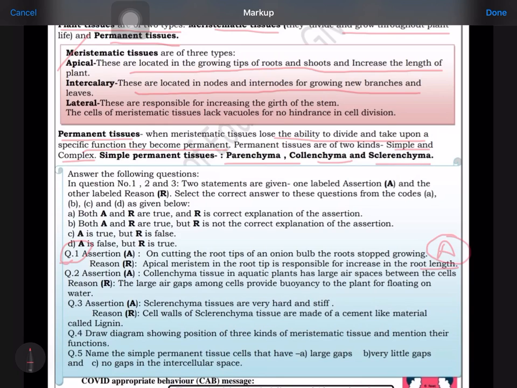Collenchyma tissue in aquatic plants has large air spaces between the cells. Wrong. It is the parenchyma which is present in the form of aerenchyma. The large air gaps among cells provide buoyancy to the plant for floating. This is correct. So we will write D option.